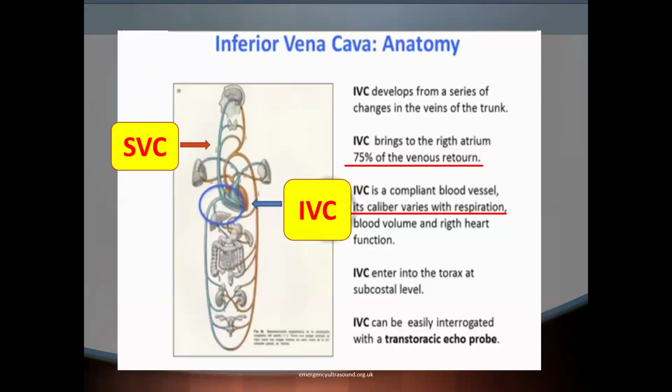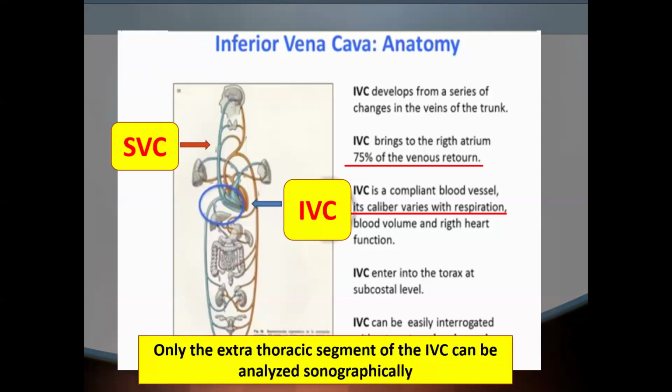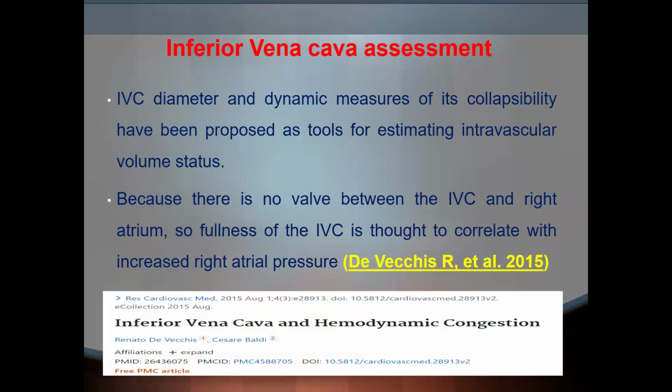The IVC is the biggest vein of the body. It brings more than 70% of the venous return to the heart, and its caliber also varies with respiration. But we cannot measure the IVC in any part of the body; only the extrathoracic segment can be analyzed by ultrasound.